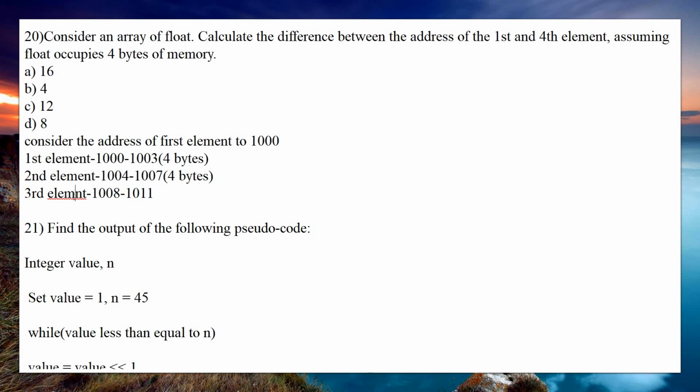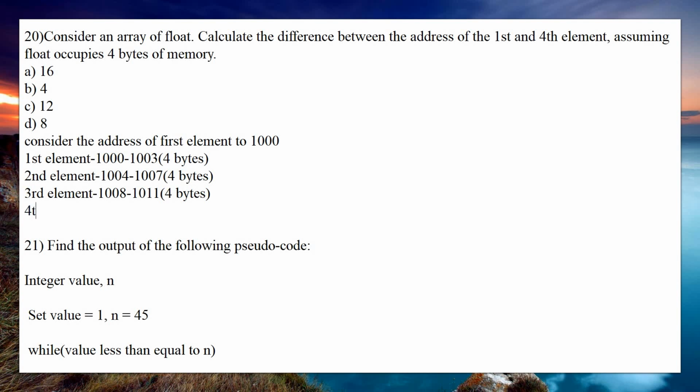So 1011, which will again take 4 bytes, as it is mentioned, which will take the size as 4 bytes. So next one is the fourth element. The fourth element will start from 1012, so 1012, 13, 14, which will be 15. So 1015, which will take 4 bytes. So 1008, 9, 10, 11, 12, 13, 14, 15, which will take 4 bytes.